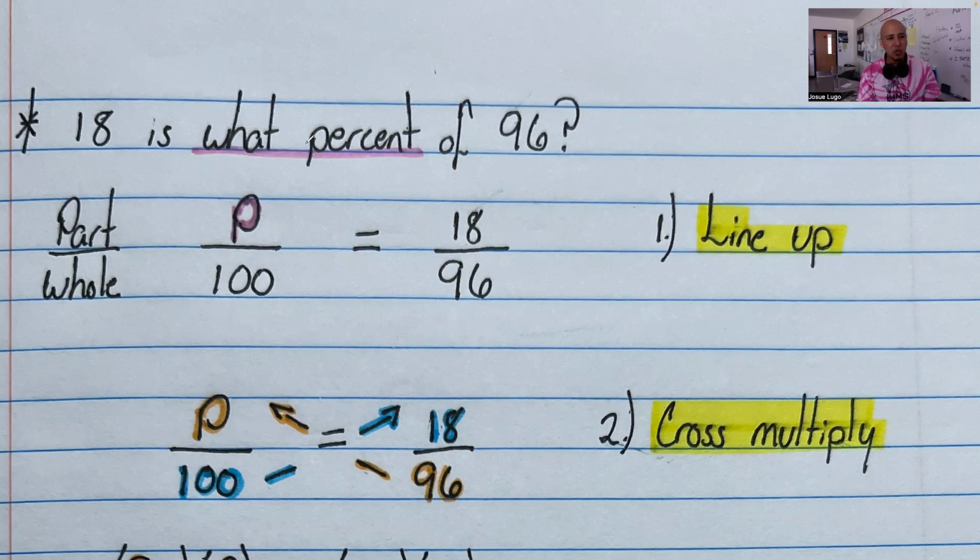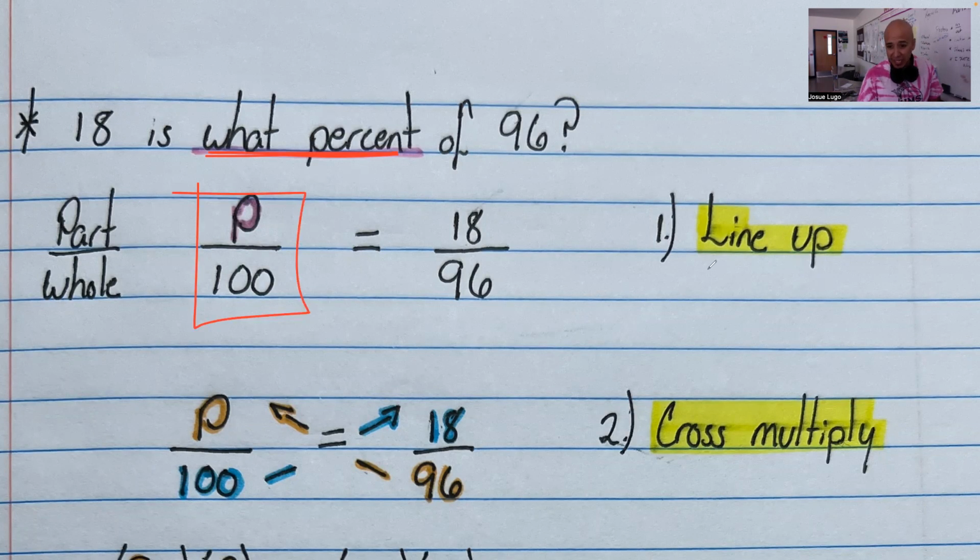Well, first of all, looking at the question, notice that it's asking what percent. Notice that we're not given a percentage. We're given 18 and we're given 96, but neither of those is a percentage. The question is literally asking what percent. In other words, what is the percent? So we're looking for the percent. And we remember that a percent is always some number over 100.